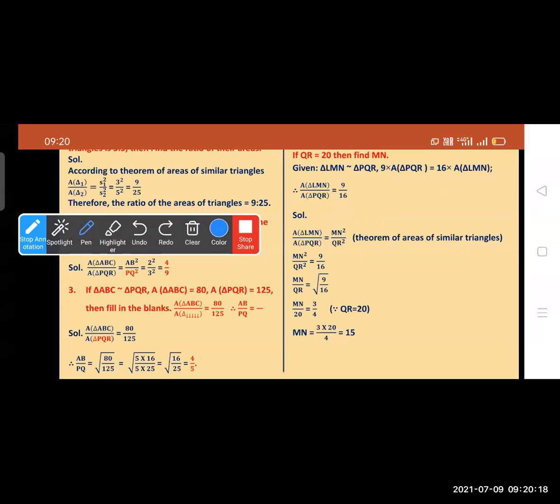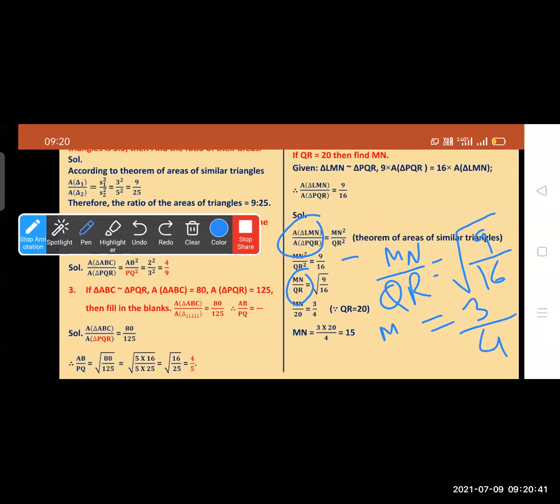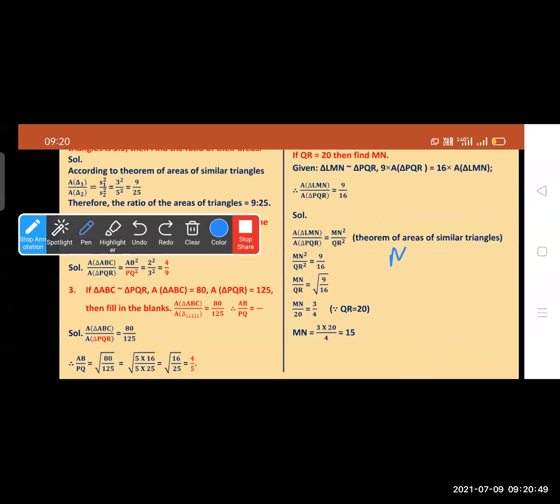Now this value is given, 9 by 16. Substitute here MN square by QR square as it is. But we want to find the MN value, so taking the square root, MN by QR is equal to the square root of 9 by 16. So 9 has the perfect square root 3 and 16 has 4. MN as it is and QR is given as 20. Then we cross multiply here. Here MN, here 20, here 3 by 4.